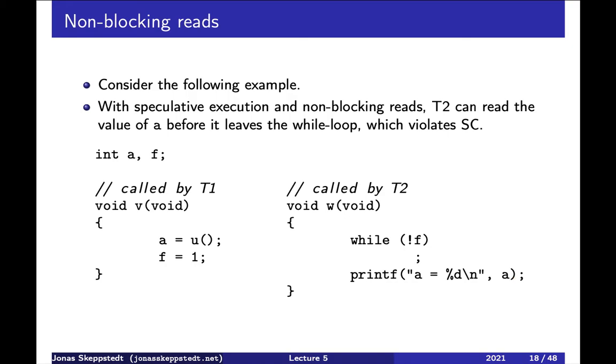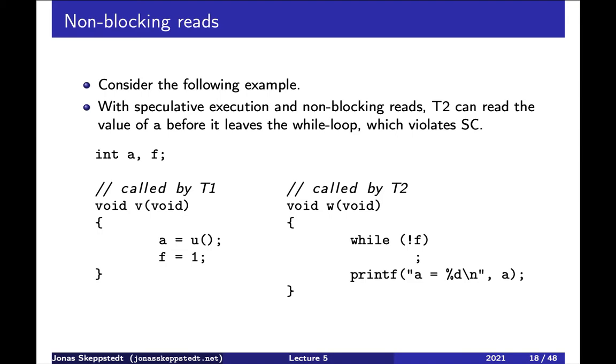But the problem here is that by speculative execution, the reading of the variable A can have been performed before entering the while loop by the CPU. It can reorder the instructions, and it can fetch it speculatively. It's very reasonable to do so, because eventually it will go here, possibly, or loop forever. Okay, so non-blocking reads are not allowed either.